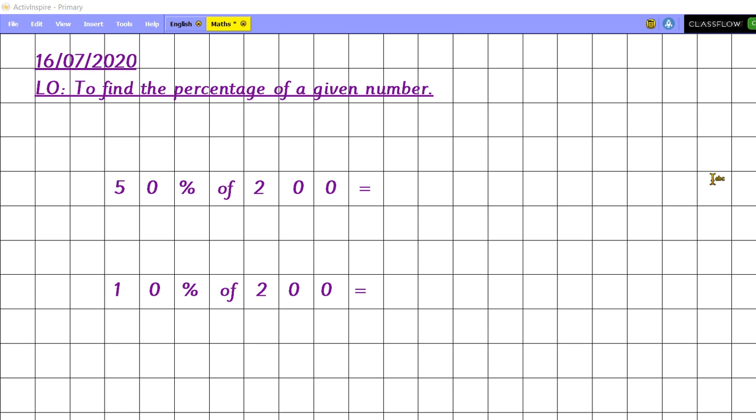Morning, Willow class. So this week we've been looking at a variety of different things, including fractions and decimals. So today we're actually going to be having a look at percentages.